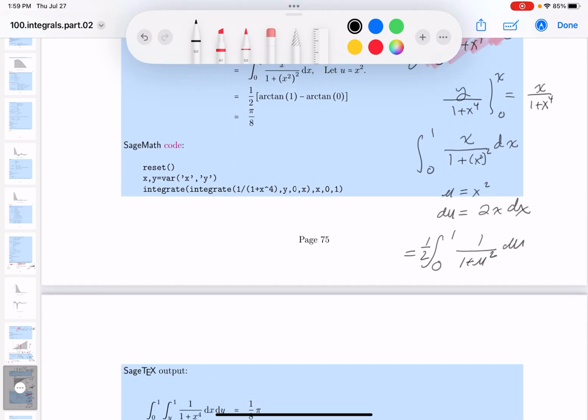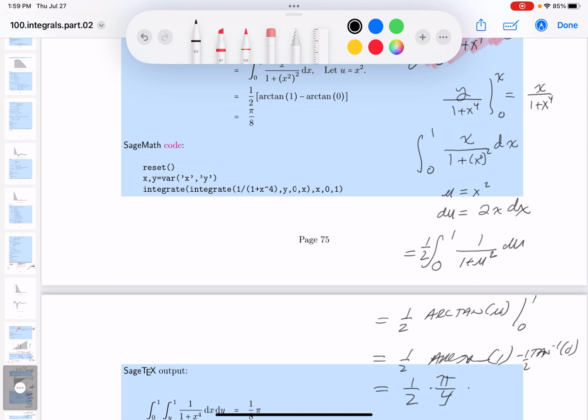Do I recognize that? I do. 1/2 arctan of u. Limits of integration go from 0 to 1. 1/2 arctan of 1 minus the arctan of 0. Mixing notation there. Arctan of 1 is pi over 4. And I'm sorry, I forgot to put a half here. The arctan of 0 is just 0, so I'm not going to write that down. What does that equal? Pi over 8.